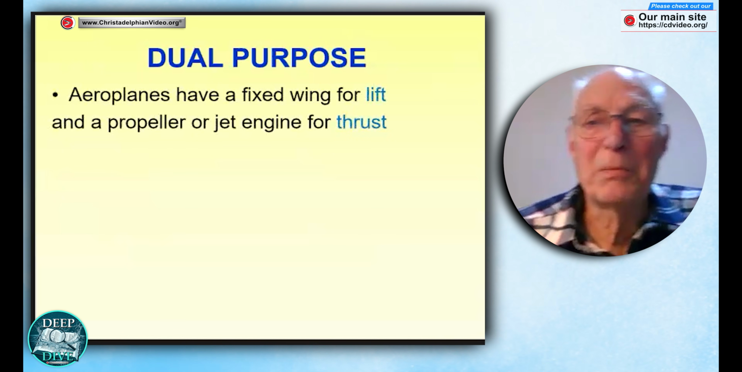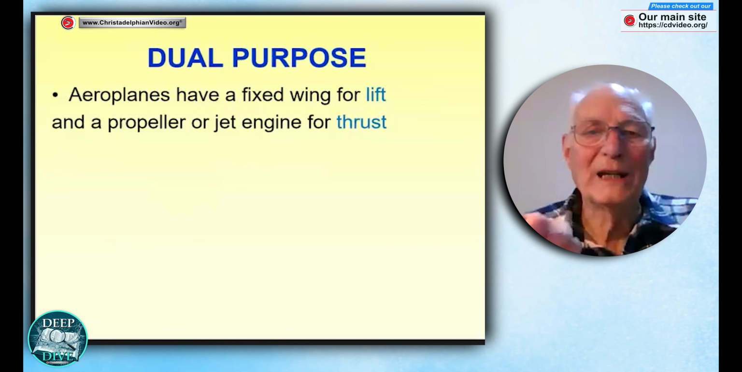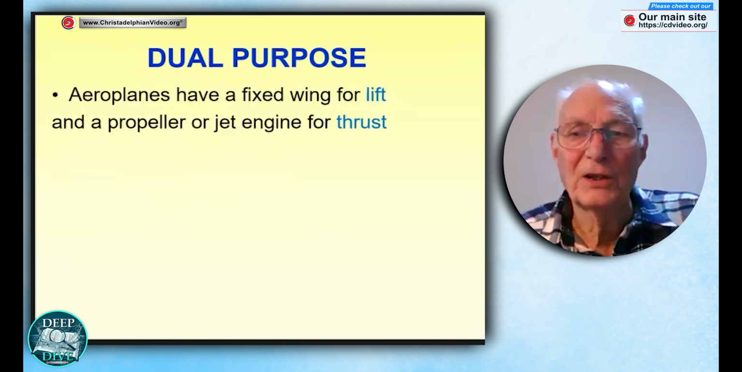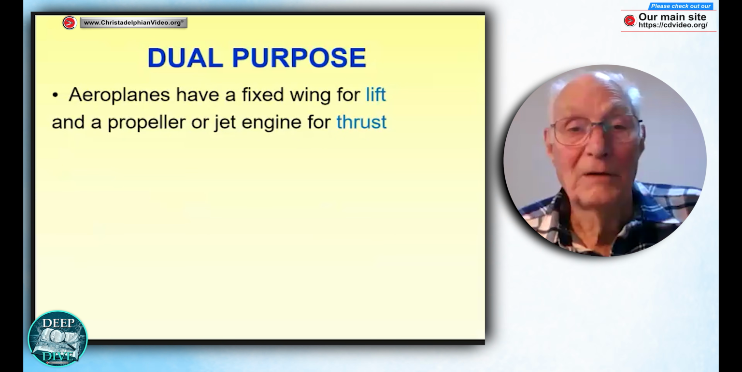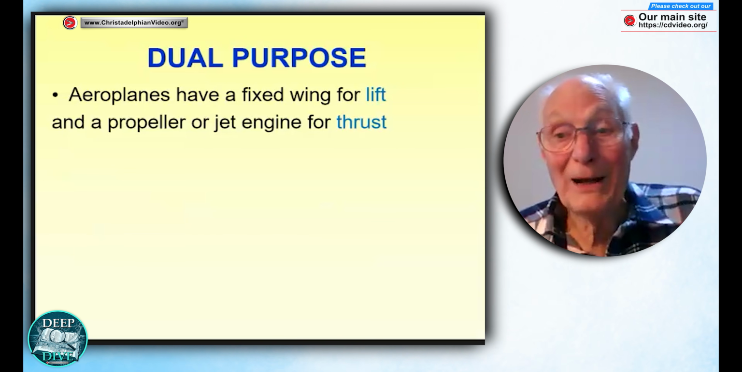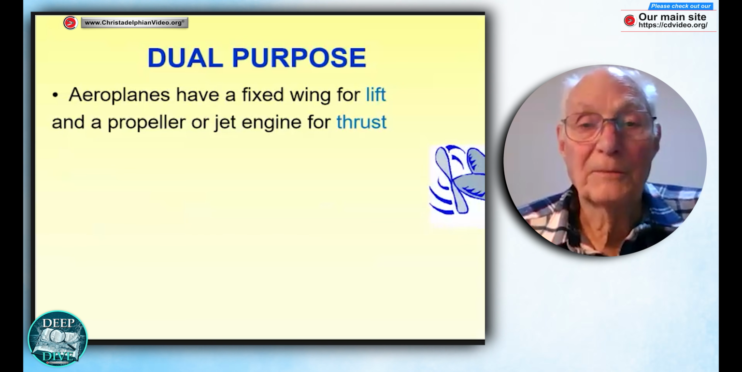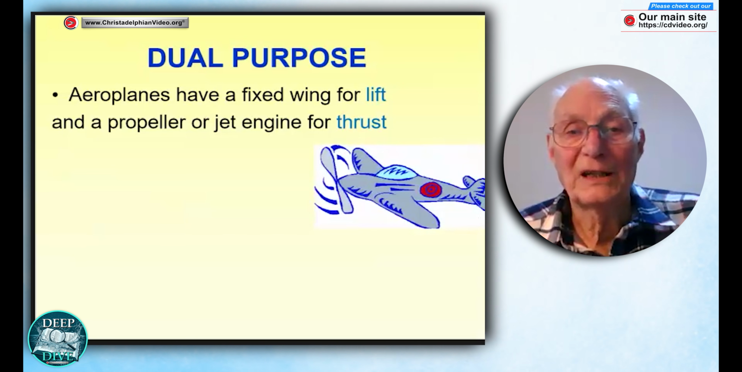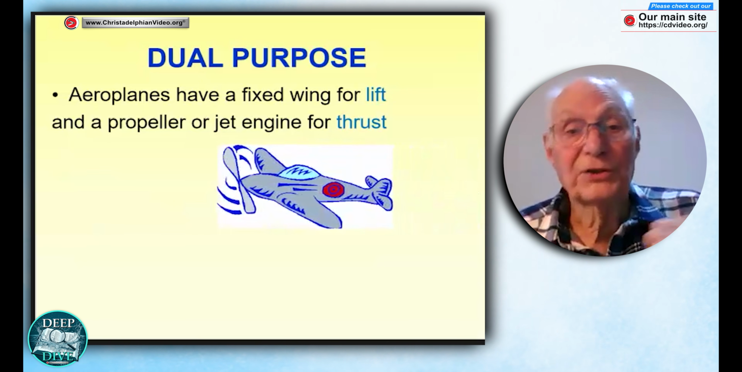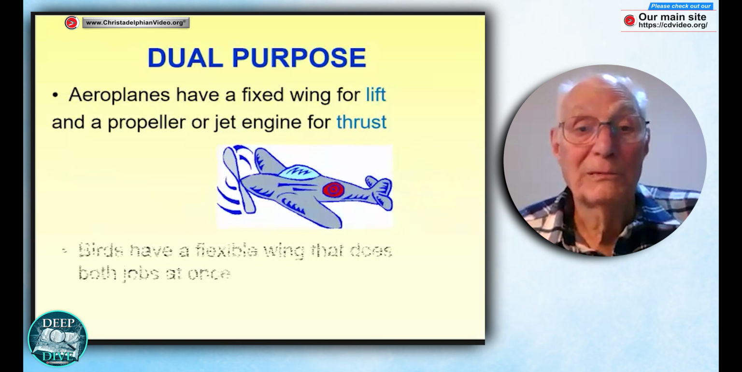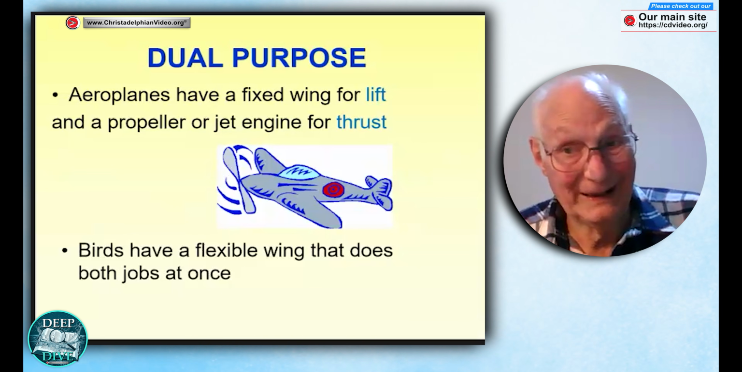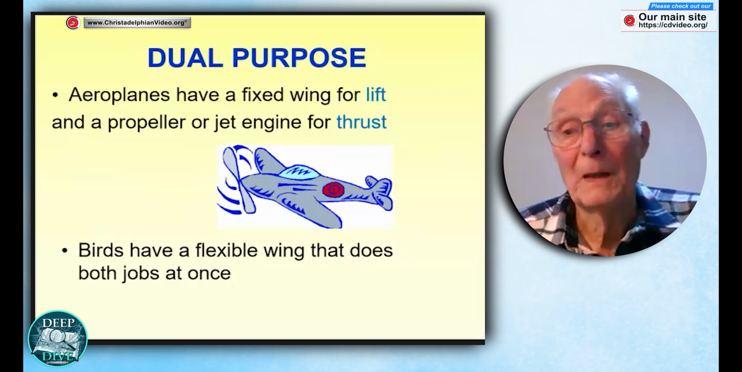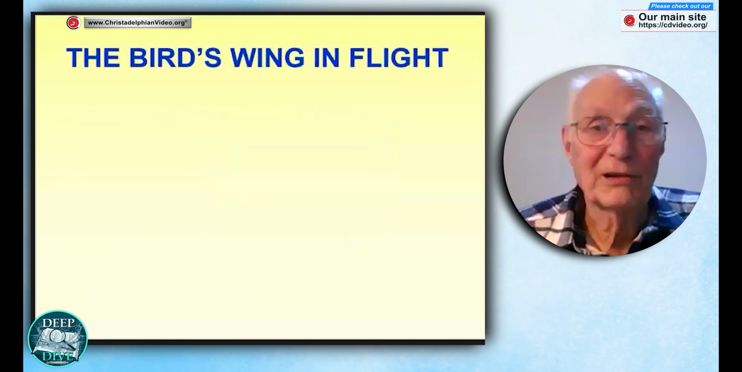Now, in the case of aeroplanes, the fixed wing with its curved surface provides the lift, and the propeller, or a jet engine, provides the sideways force, throwing a lot of air backwards to produce thrust. Here's my little aeroplane. As you can see, it's got a propeller to produce the thrust. It's got a curved wing surface to produce the lift. But birds have a flexible wing that does both things at the same time, both lift and thrust.